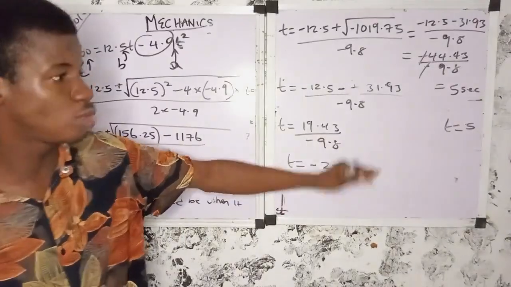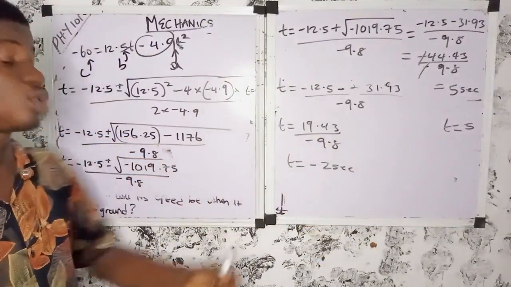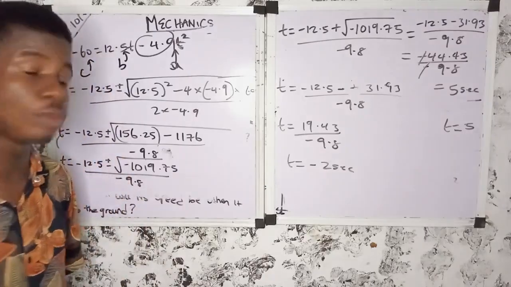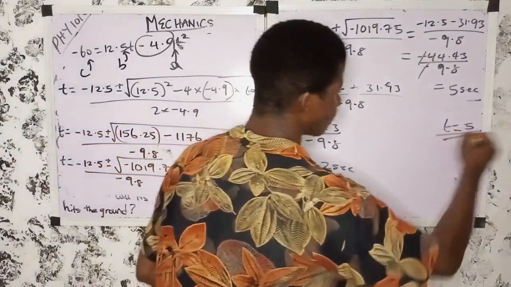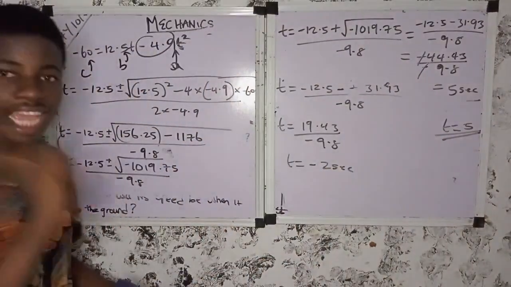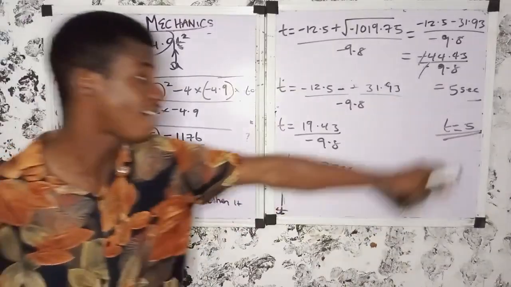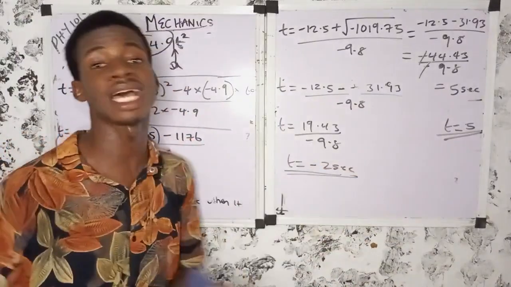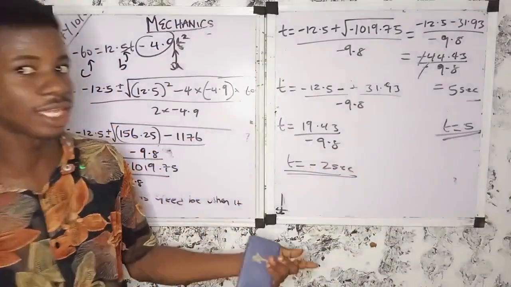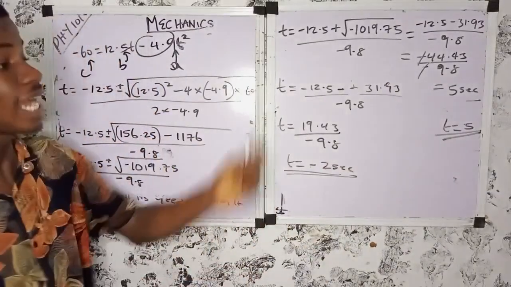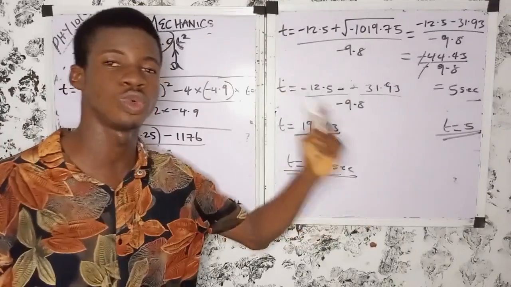So which one are we going to choose? Because there will be only one option in a particular question. The right answer is t equals 5, because time does not take a negative value. This negative value means that we are going back in time, and going back in time is impossible. So the right answer is t equals 5.